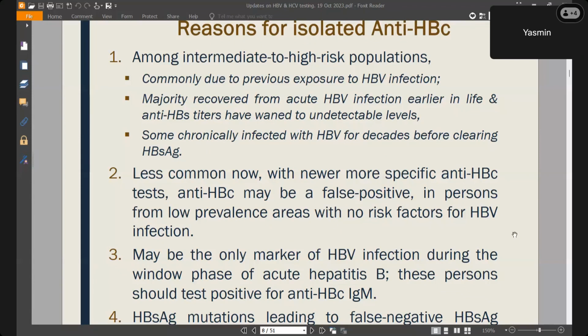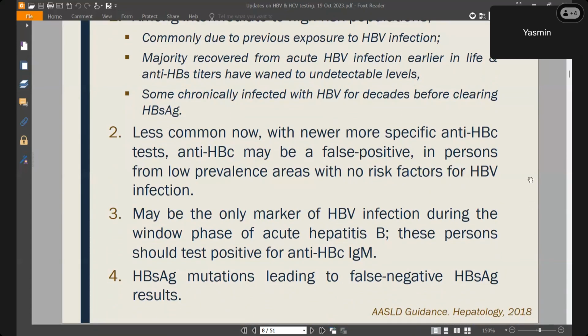And of course, for those who have been chronically infected for decades, even after clearing the HBs antigen, I've seen cases, even when I was in UKM, of patients who have been HBs antigen negative for a long, long time, and they've recovered very well. Core antibodies are there, but they just don't seroconvert. Again, is it because it's not there? No, it's just because our test kit is not able to detect the low antibody.